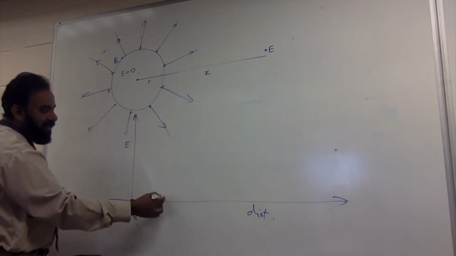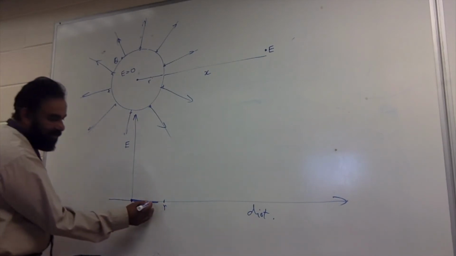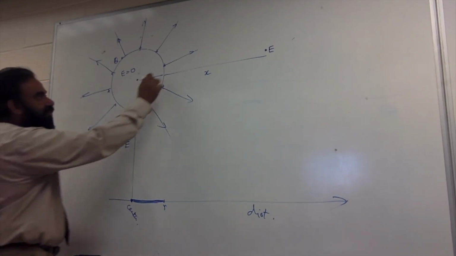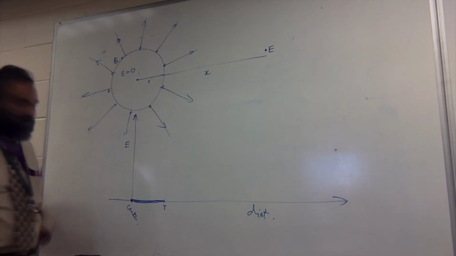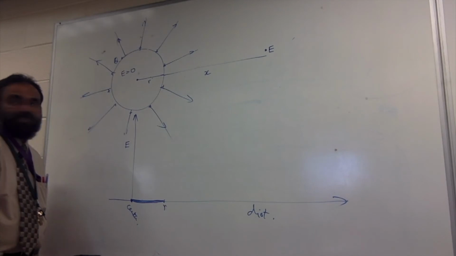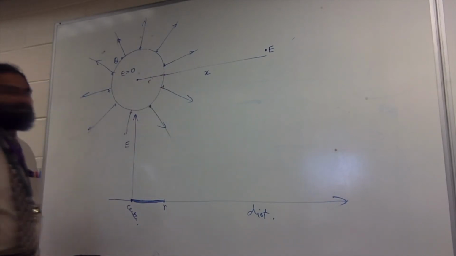And that is the radius. That is the radius. So until here it is going to be zero. And as soon as you cross that shell, so from here to there, the electric field is going to change. What's the electric field just outside? A lot. How much?